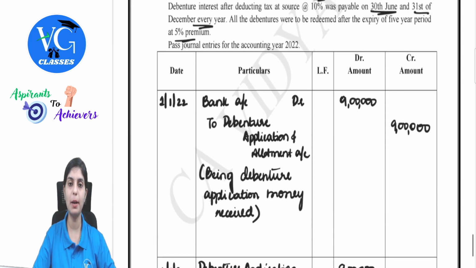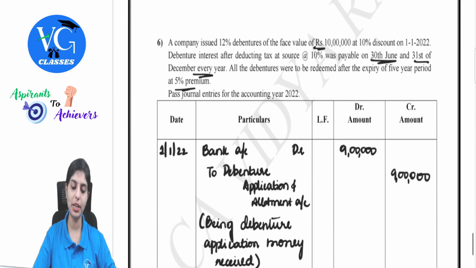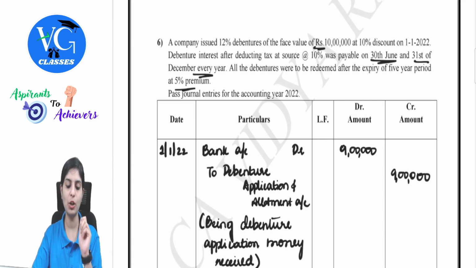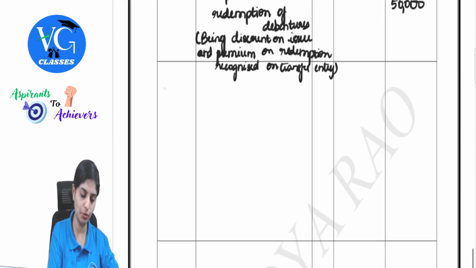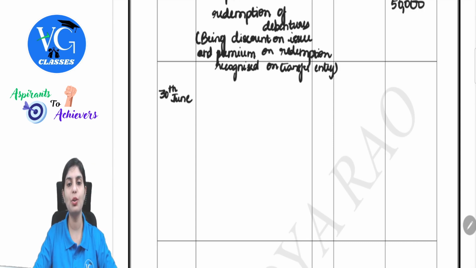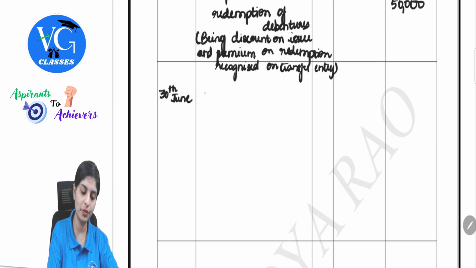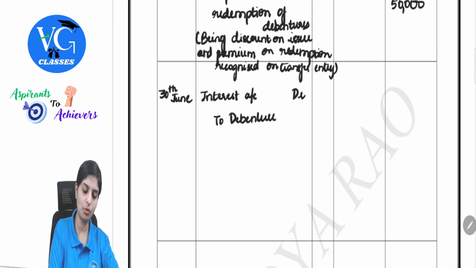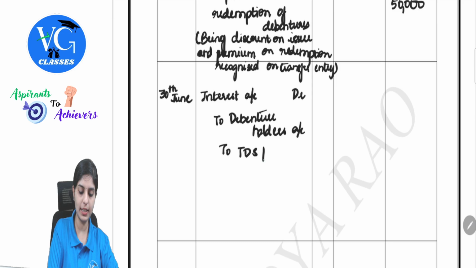So this we first recorded about issue. Next, we will have to provide for debenture interest. As you observe, there are two installments of payment, one on 30th June and one more on 31st December. So first on 30th June, remember the entries we understood. For the company, interest is an expense. So we will first make it due: interest account debit to debenture holders account and then to TDS payable account.